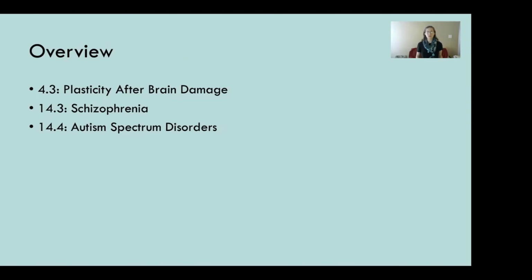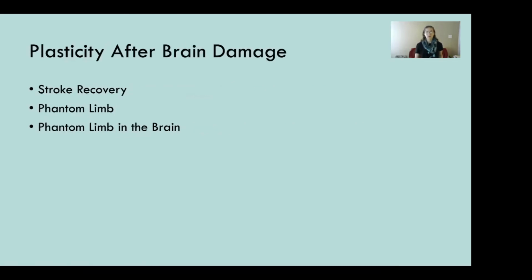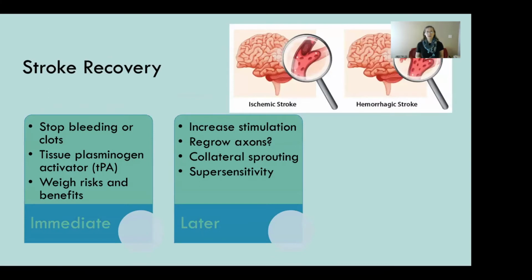So let's start with plasticity after brain damage. We're going to talk about stroke recovery and the phantom limb phenomenon and what that actually looks like in the brain. So there are two different types of strokes we will talk about in this class.